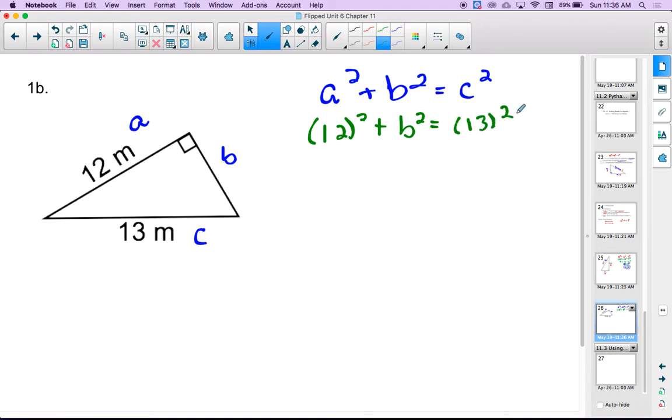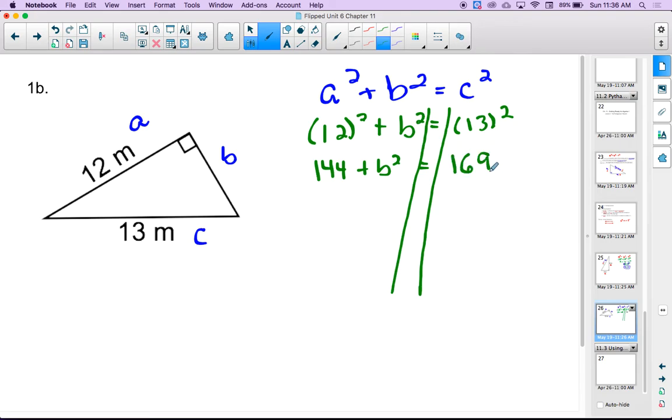So you can already see where this equation looks a little different than it did last time. This time we have a variable and a constant on the same side. So we'll take care of that during our separate step. All right, so simplify, separate, solve. Let's do some simplifying first because we have those exponents there. 12 squared is 144. B squared stays b squared because it is a variable. 13 squared is 169. So our simplify step is finished.